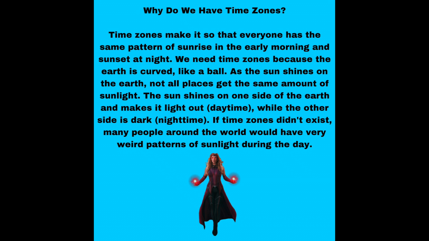The sun shines on one side of the earth and makes it light out, daytime, while the other side is dark, nighttime. If time zones didn't exist, many people around the world would have very weird patterns of sunlight during the day. Next, we're going to watch a short video about time zones. Make sure you are paying attention.